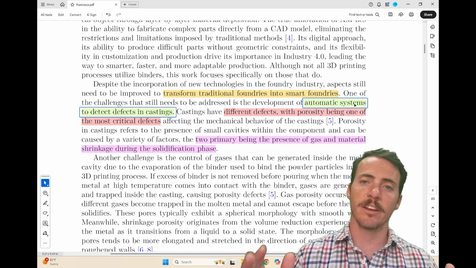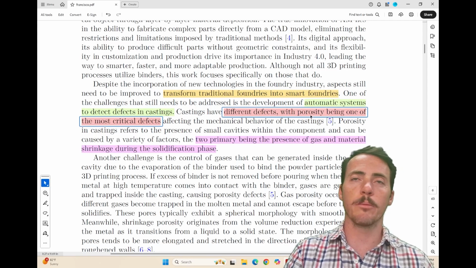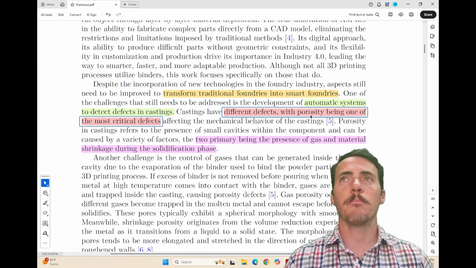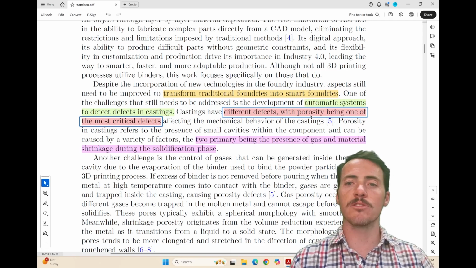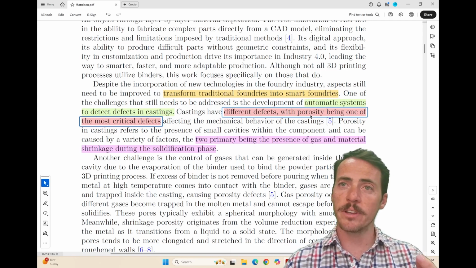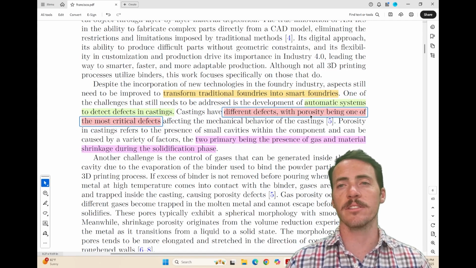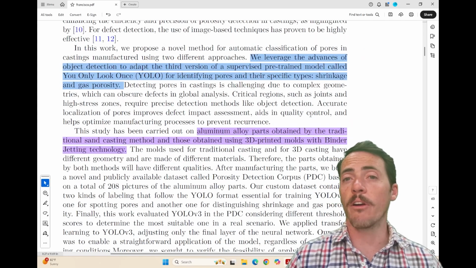And there's lots of defects that can happen, but porosity is one of the most critical ones, right? If you've got a pore in your material, that makes it a lot weaker. We want to find those. But porosity comes from two main sources. One could be gas presence, and the other could be material shrinkage during the solidification process itself. So there's a lot of prior art here to consider.